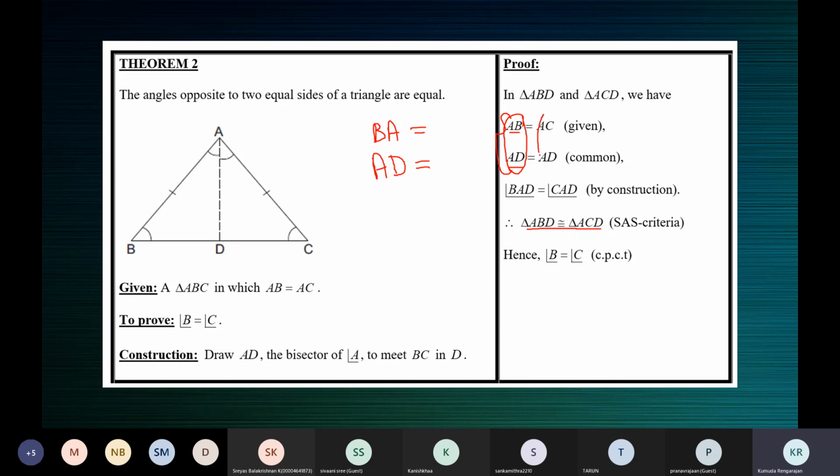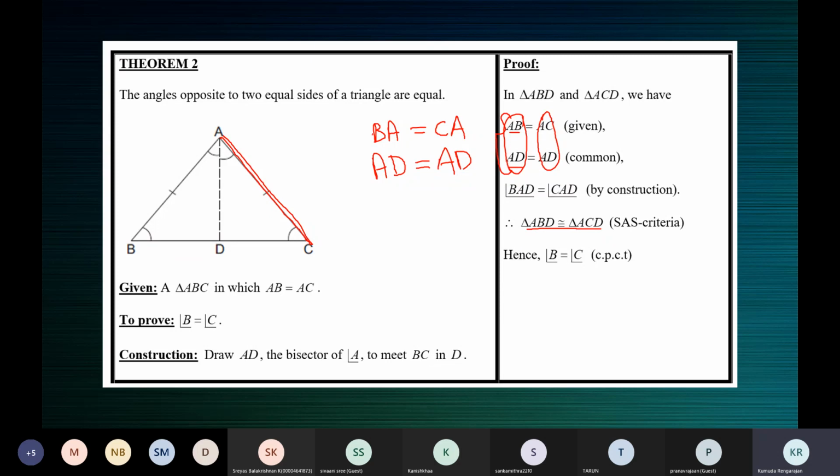Here, which is common? A. So let the first one end with A. So AC, CA, both are the same. Side AC, side CA, both are the same. So because A is common, let's write AC as CA. And here AD. Let the first one end with the common vertex A. Let the second one start with A.